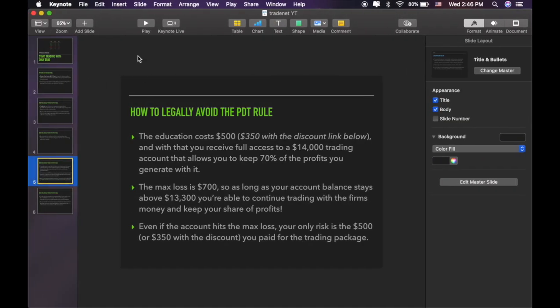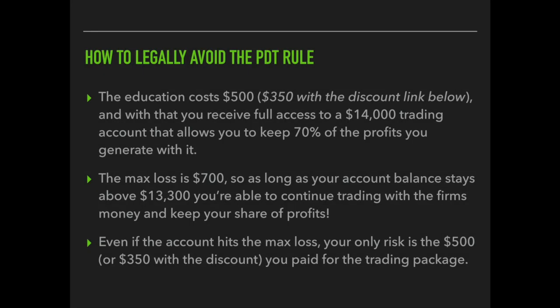Now, with each of these accounts, there's going to be a maximum loss. So focusing on the smallest one, which is the one that you would purchase for $350, giving you $14,000 in trading money and allowing you to keep 70% of the profits, the maximum loss on this one is $700. So as long as your account balance stays above $13,300, you're able to continue trading with the firm's money and keep your share of the profits.